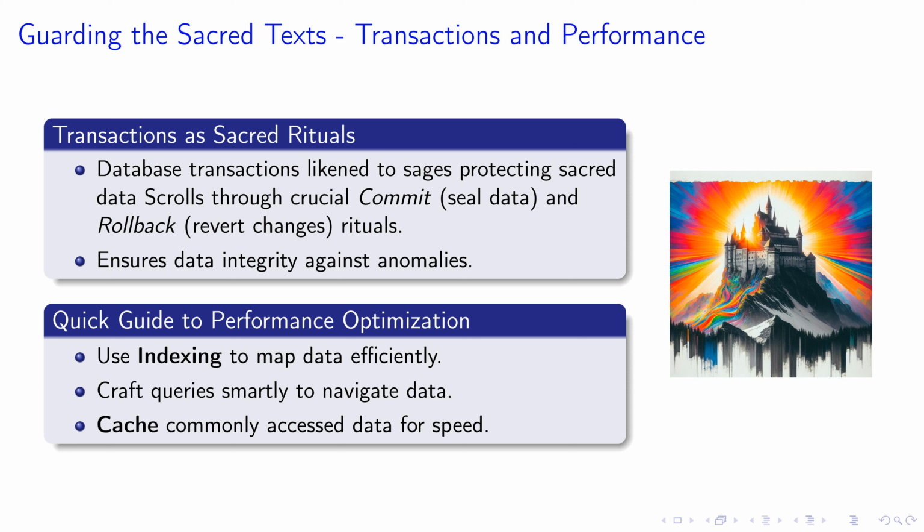On to performance optimization, techniques like indexing, exemplified by CREATE INDEX idx_last_name ON customers (last_name), map data efficiently. Crafty queries like SELECT * FROM customers WHERE country = 'Mexico' enable smart data navigation. Caching stores frequently used data for faster retrieval. Secure transactions constitute the lock safeguarding our data, while performance optimization forms the key fine-tuning our navigation to this treasured information.